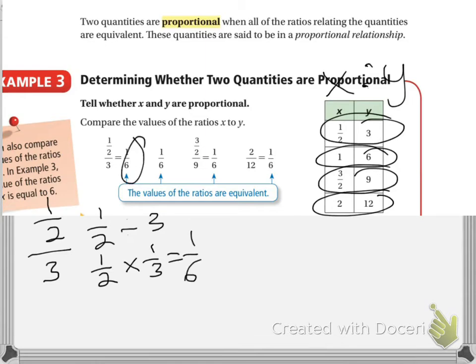And you can see that right there. And then when we look at this second one right here, it already is 1 to 6. So that already is 1/6.